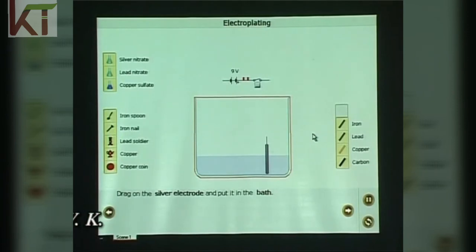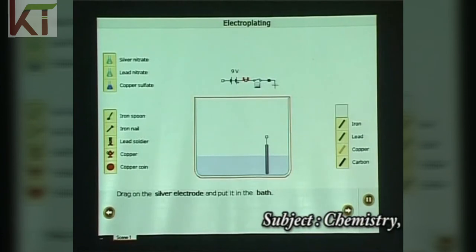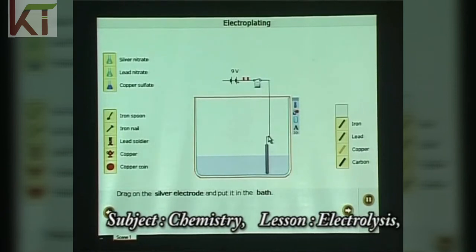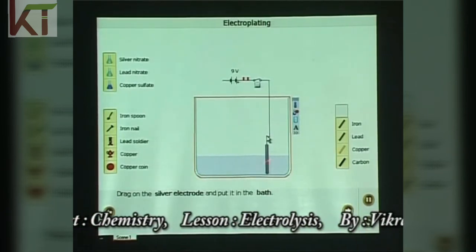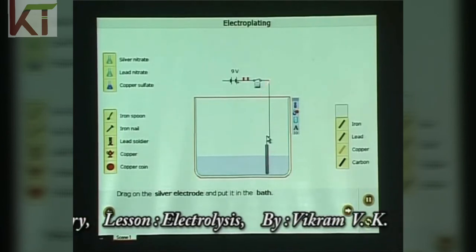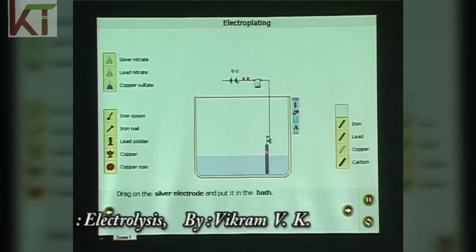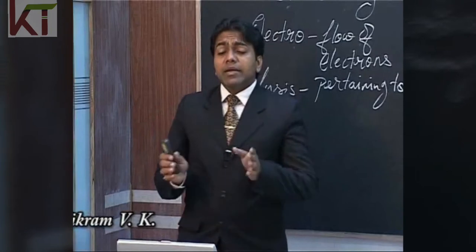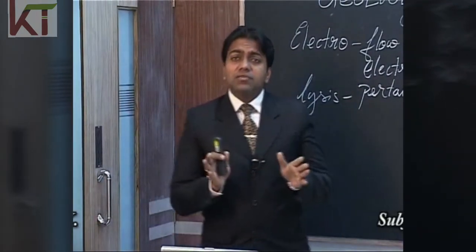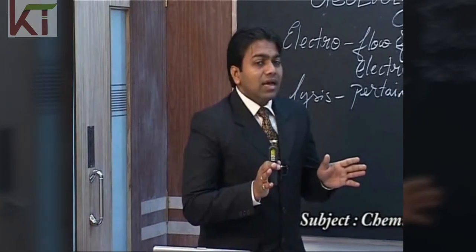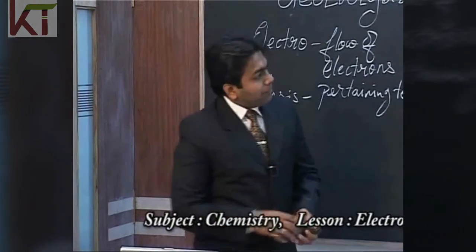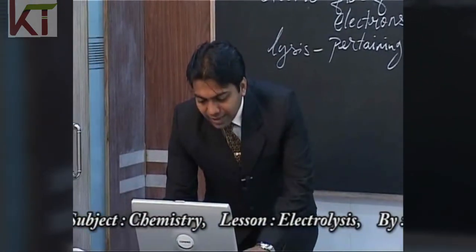Now, in the third step, I am going to connect this silver electrode with the positive terminal. So that completes one of my connections, the silver electrode with the positive terminal. When the electrode is connected with the positive terminal, it becomes the positive electrode, and the positive electrode is called the anode. Remember I told you PA, positive anode. Come on, let us proceed to the next step.